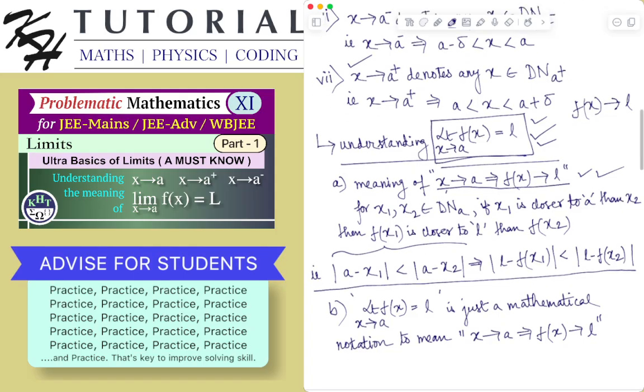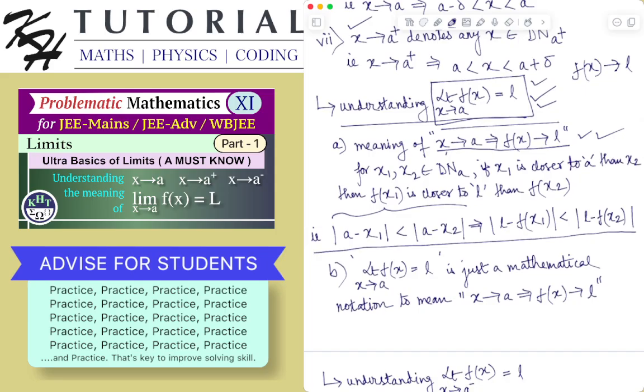Now this thing, limit x tending to a of f(x) is equal to L, is just a mathematical notation, or just a short form of saying that when x is tending to a, then the value of f(x) is tending to L. In this case, the key concept is that x is definitely not taking the value of a, and in most cases the value of f(x) is also not taking the exact value of L. The value of f(x) is very close to L when the value of x is very close to a.